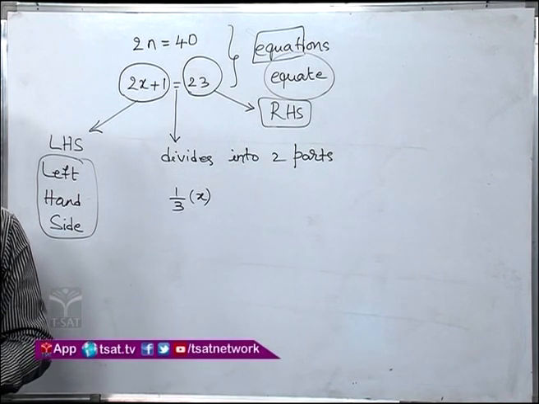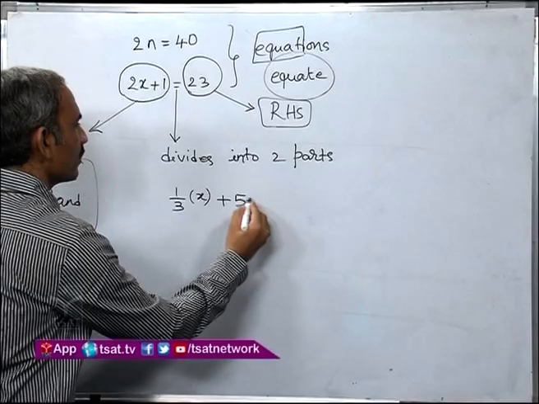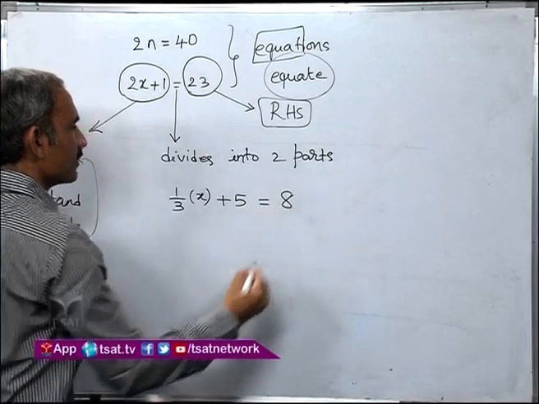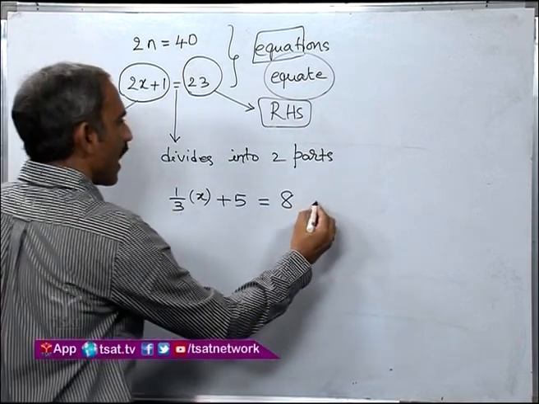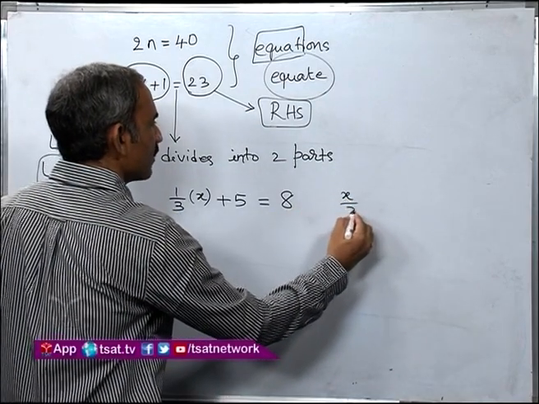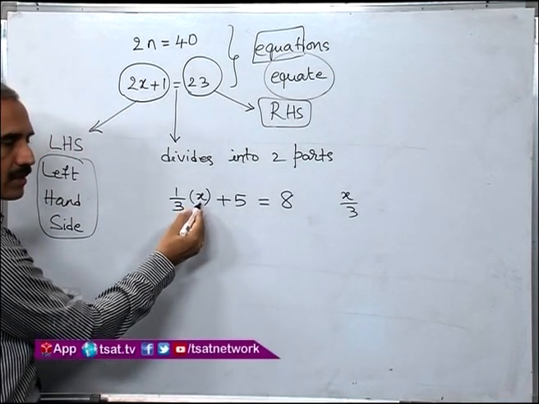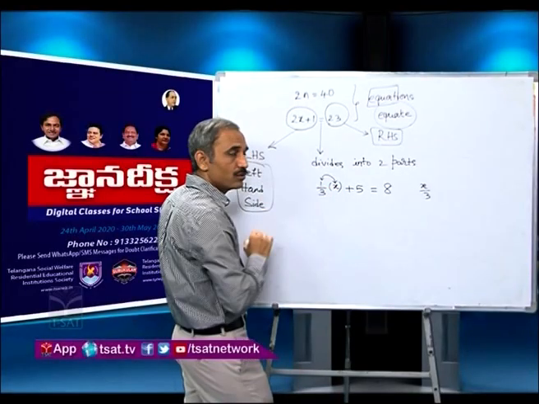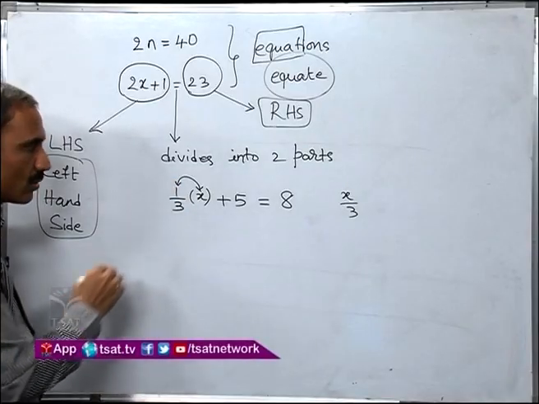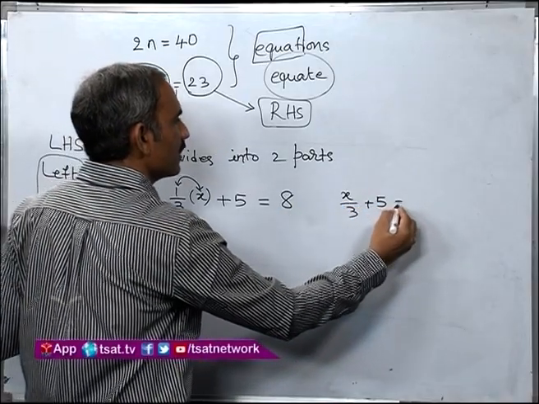When this number is added to 5, we will get 8. I can write this also as x by 3, because when we have the multiplication of a fraction and a number, we simply multiply the number with the numerator. 1 into x is x only. So, x by 3 plus 5 is equal to 8.